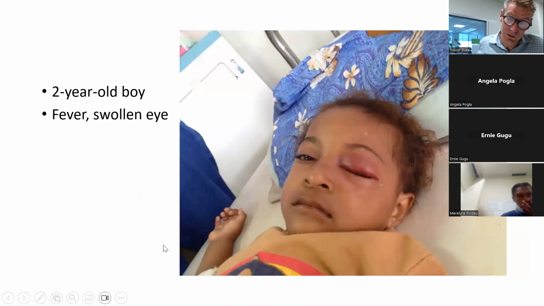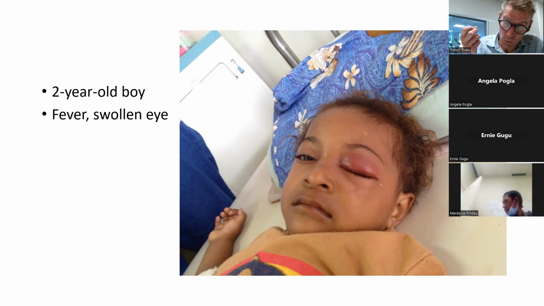This is another child. Again, this little boy had a bite, an insect bite on his eyelid. And again, just like a home tattoo, staph can get into that. And this was MRSA periorbital cellulitis.